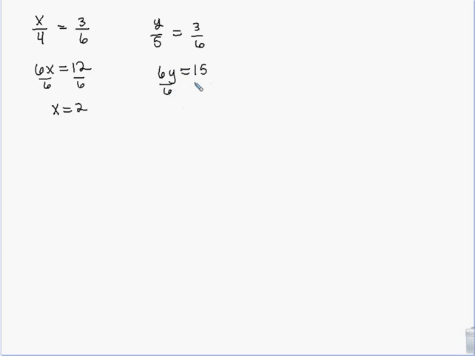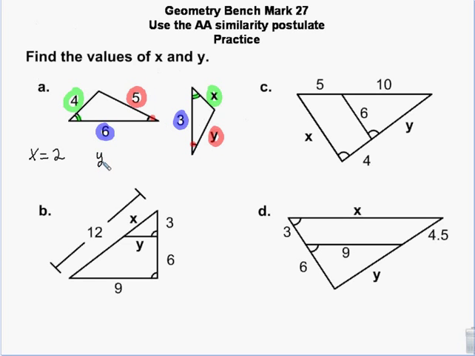If I divide by 6, y is either 5/2, or you can say 2.5. Up to you.